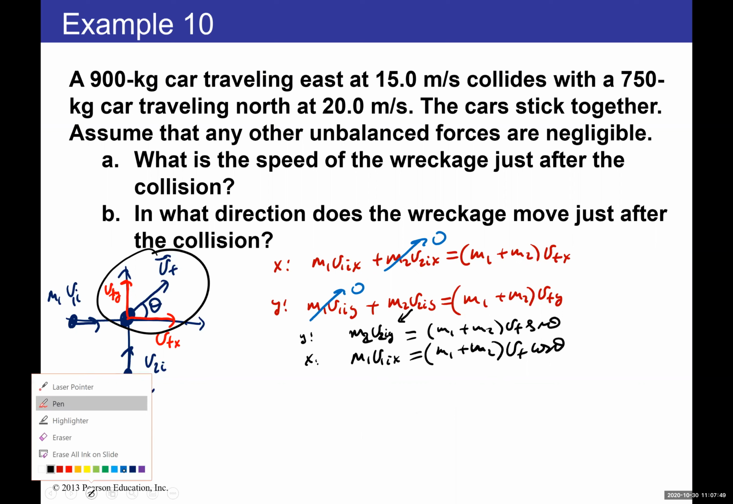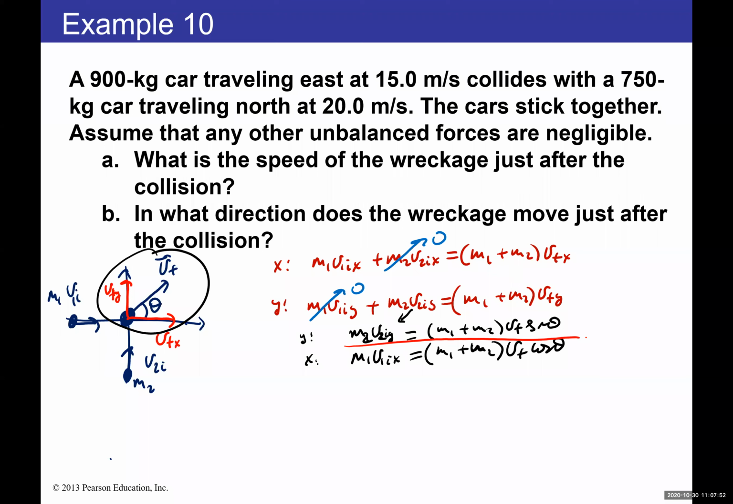Then I'm going to do the same thing as we've done before, divide them. If I do that, here's what I get. m1 plus m2, m1 plus m2, v final cancels out. Once I get that, the right side, sine theta over cosine theta, becomes tangent of theta. The left side is m2 v2 initial y over m1 v1 initial x. So tangent of theta equals m2 v2 initial y over m1 v1 initial x, and I can use this to solve for theta.